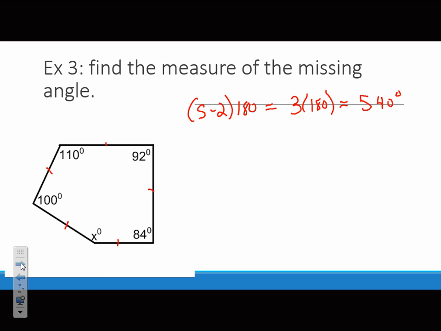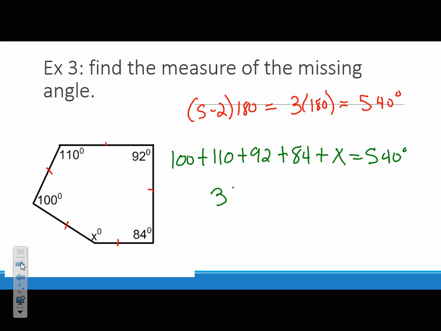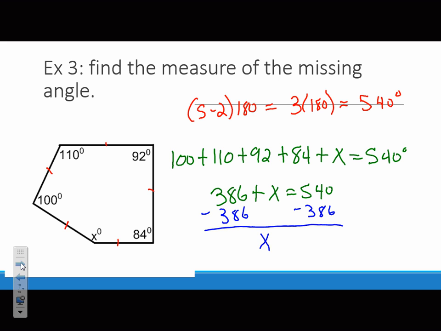Now if I need to solve for x, what I'm going to do is add up all my interior angles. So I'm going to have 100 plus 110 plus 92 plus 84 plus x equals 540. Now I'm going to combine like terms. So if I add up all my numbers, I get 386 plus x equals 540. Subtract 386 from both sides, and I get x equals 154 degrees. So there's my x value.